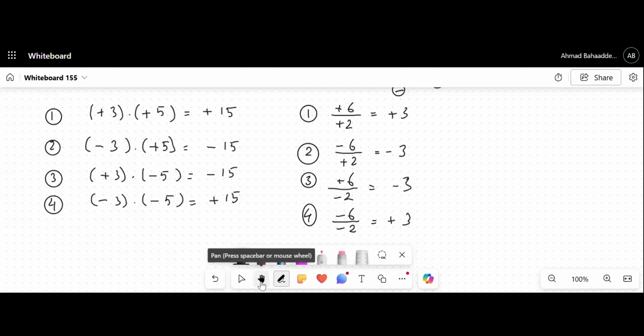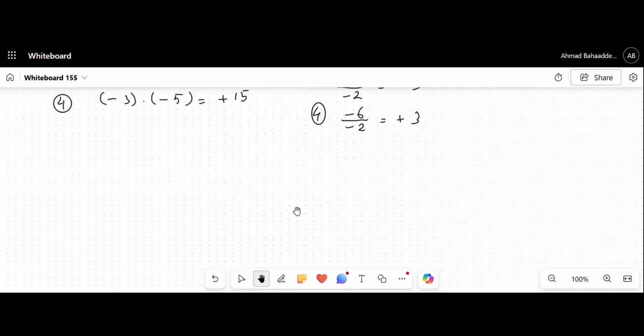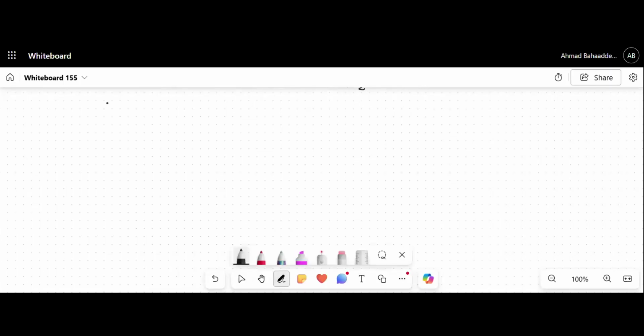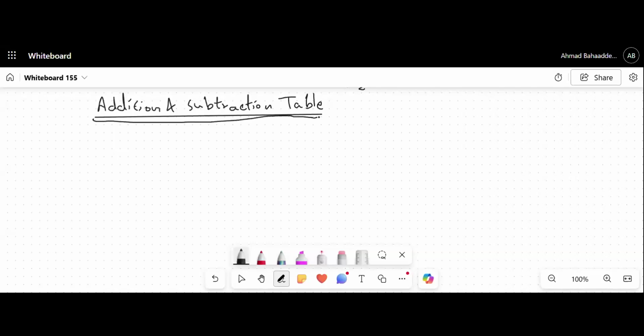Now we can go down a little bit for the addition and subtraction table, and I'm going to review that also. Addition and subtraction table. And I have here 3 important topics, which I would like to make this way because people would like to see the answers in an organized way.